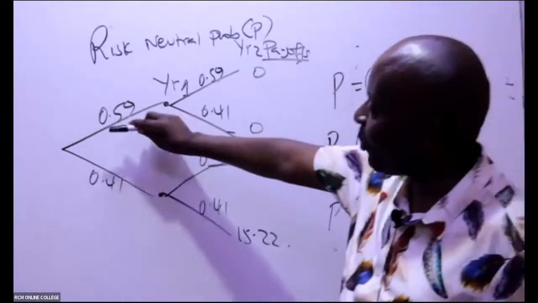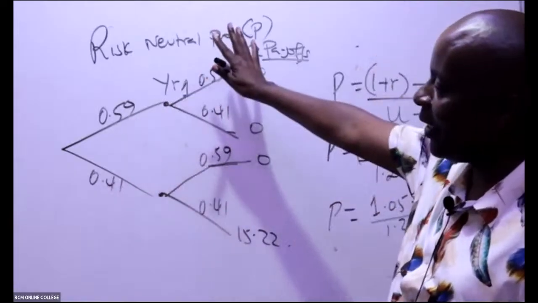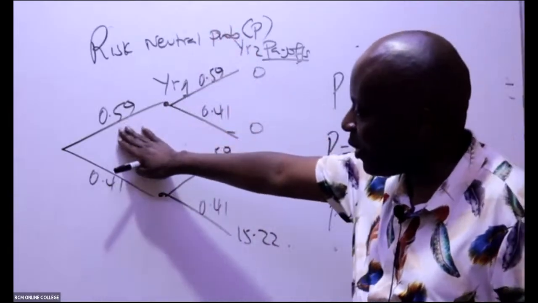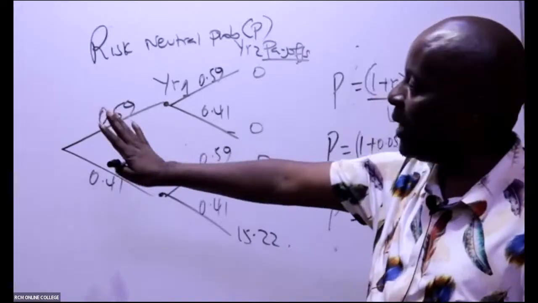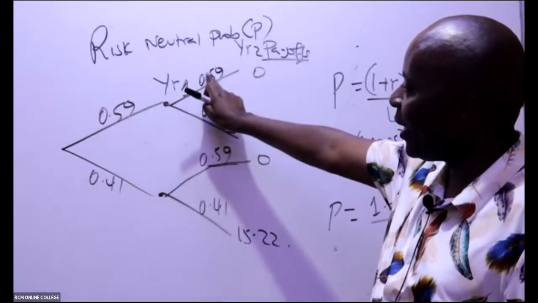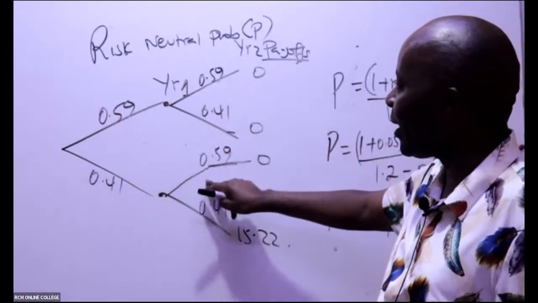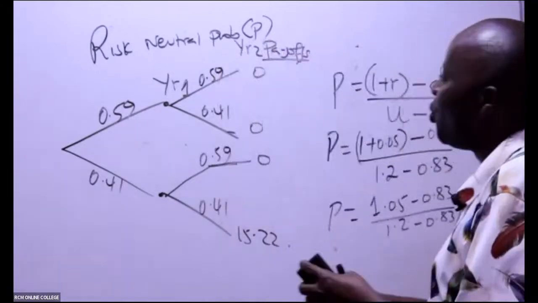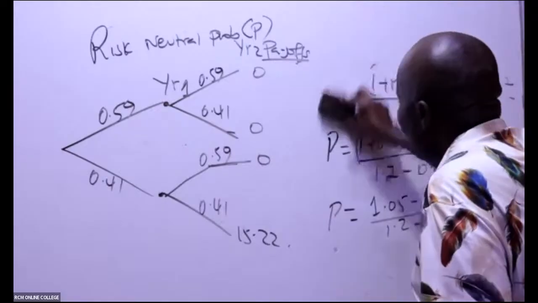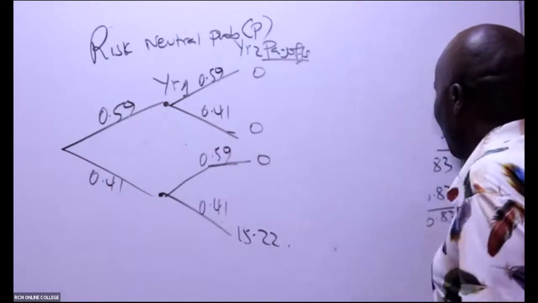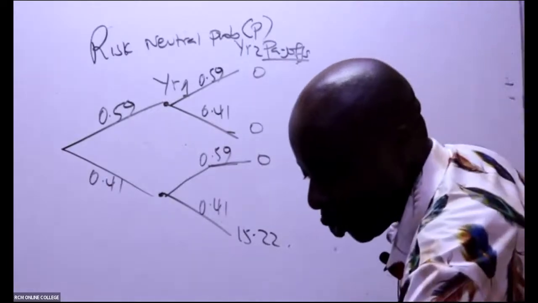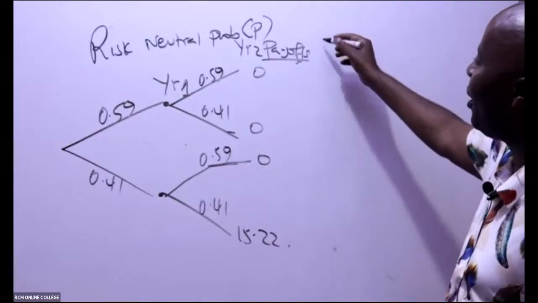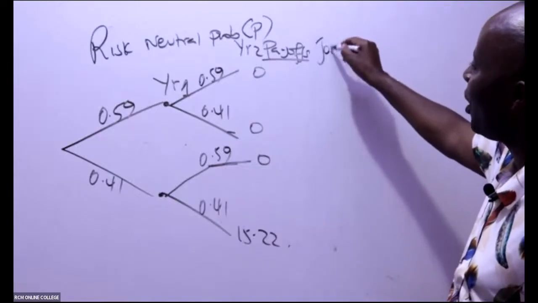Because once you get this 0.59 risk-neutral probability, automatically the other one will be complementary. 0.59, the upper one, like that. So you have your payoffs. So what you need to do is to give us the joint probabilities, the JPs.